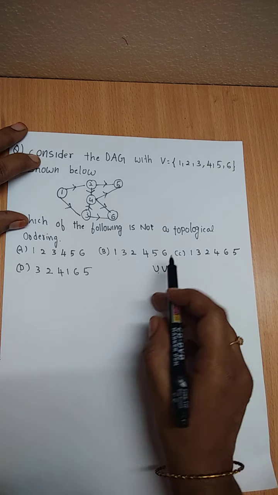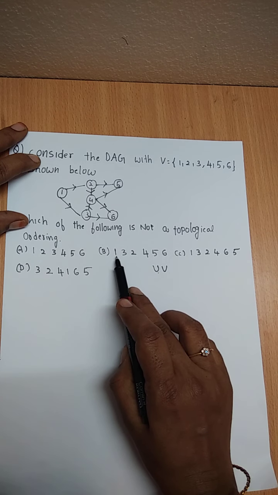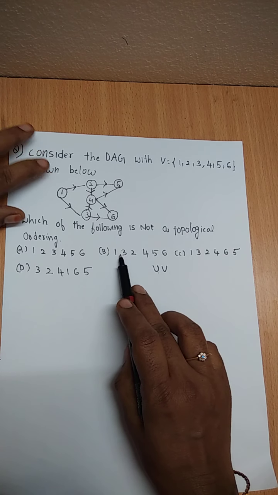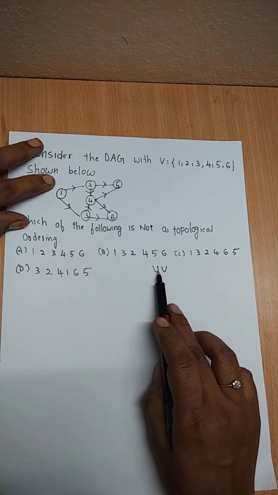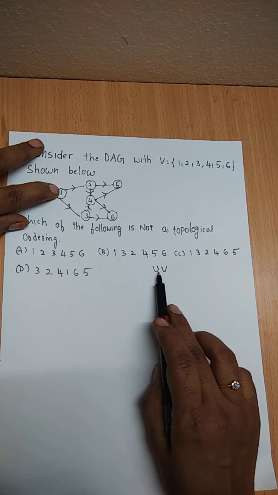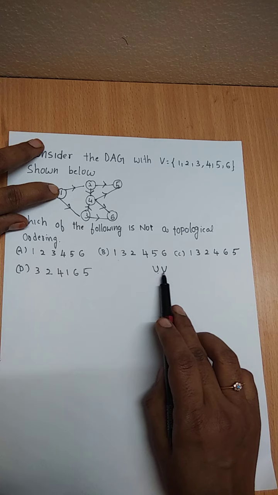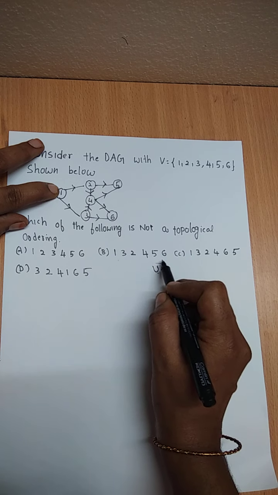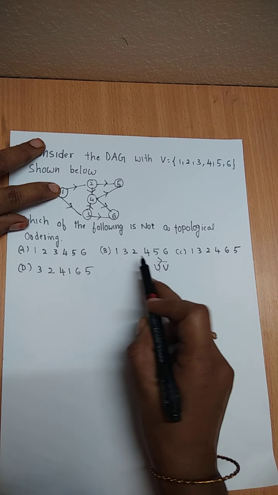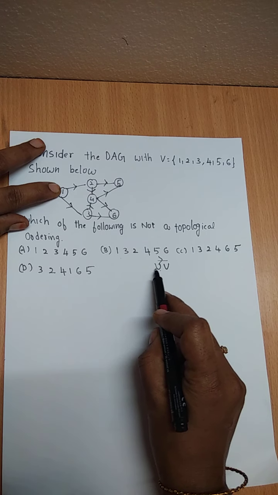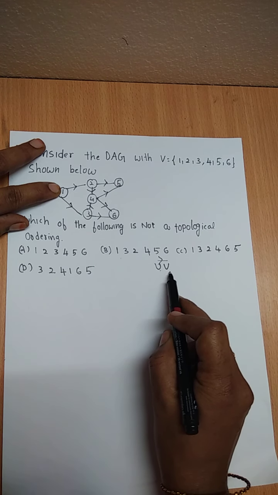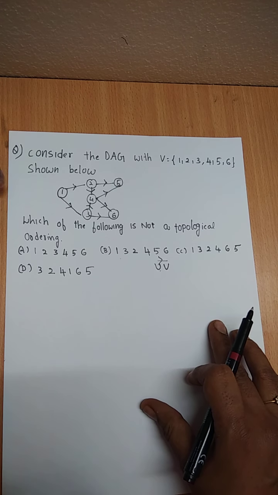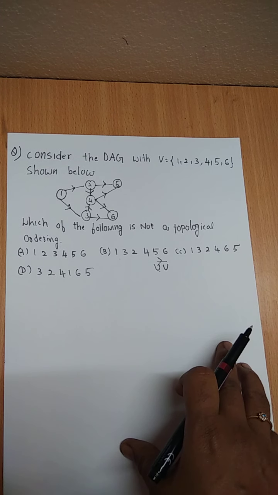You got the point? If we consider any two vertices in the topological ordering that are connected by a directed edge, so if there is an edge between them, the edge must be from u to v. So in topological ordering, the vertex u must appear before the vertex v. This is the rule that should be followed for topological ordering.